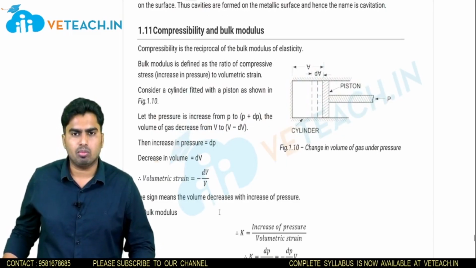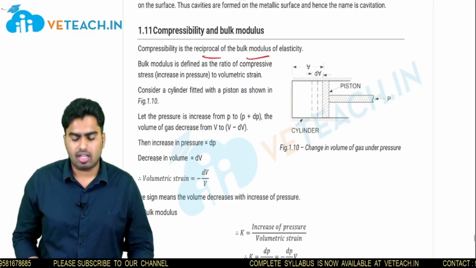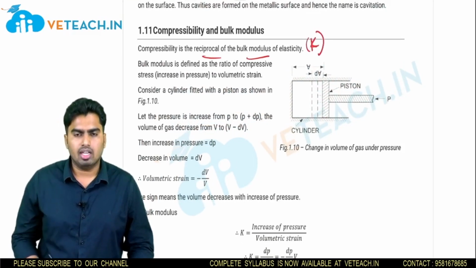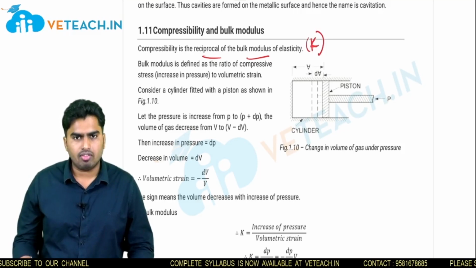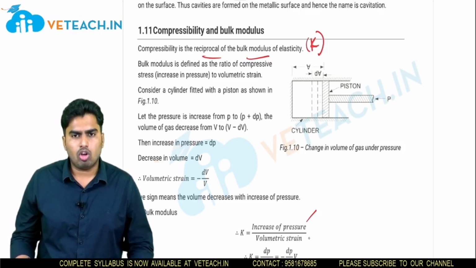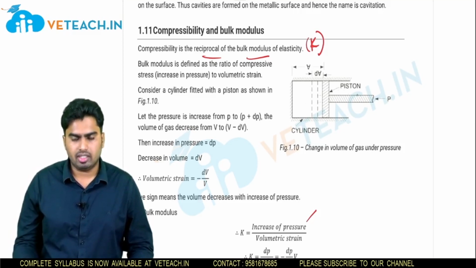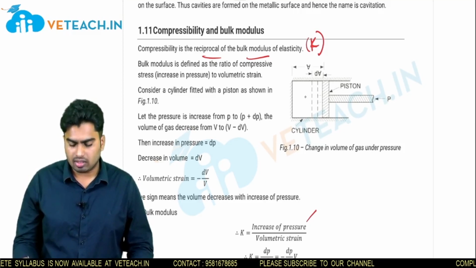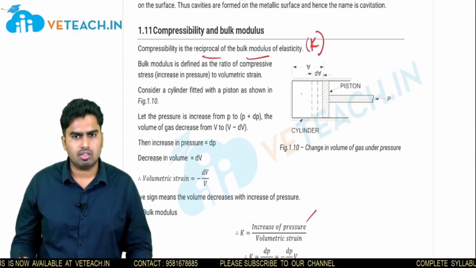The next is compressibility. Compressibility is the reciprocal of bulk modulus of elasticity, where we denote bulk modulus of elasticity with the symbol K. Let us see what is bulk modulus. Bulk modulus is defined as the ratio of change in pressure to the volumetric strain. Let us take a cylinder having a piston inside it, and inside the cylinder some gas is filled. Now move this piston towards the left side, that is, let us compress it.